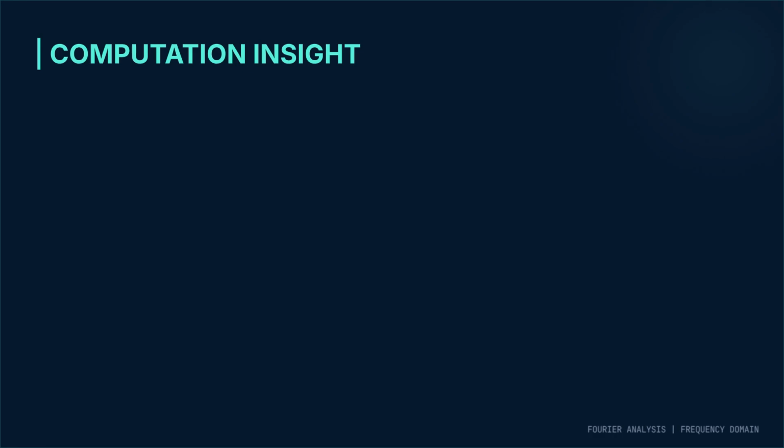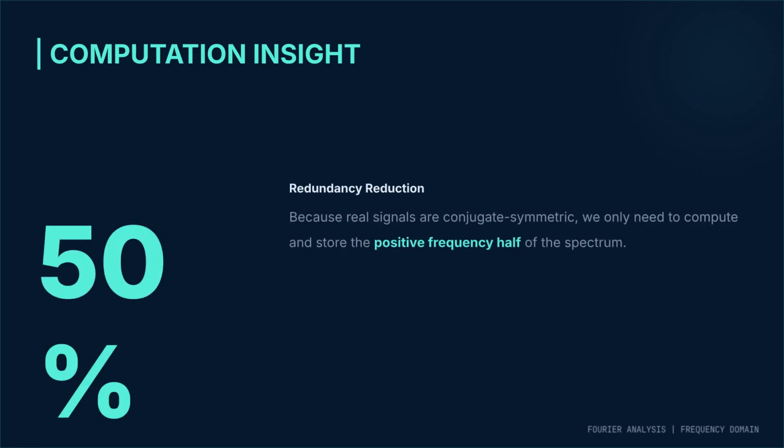This conjugate symmetry leads to a crucial computation insight. Because real signals are symmetric, we only need to compute and store 50% of the spectrum, the positive frequency half. This significantly reduces computational load in algorithms like the FFT.